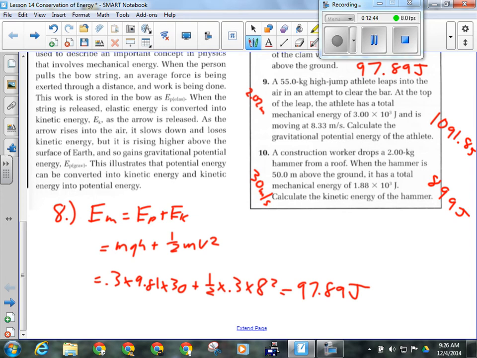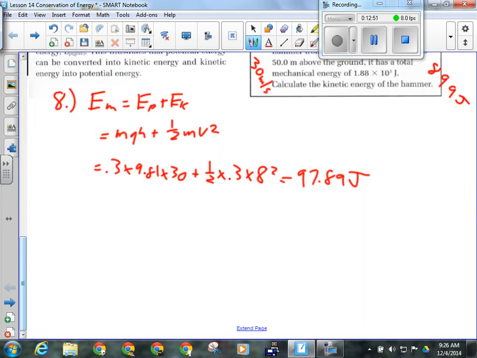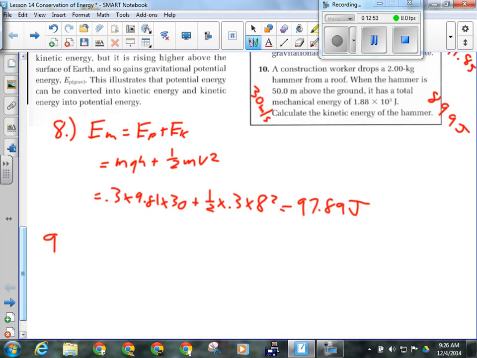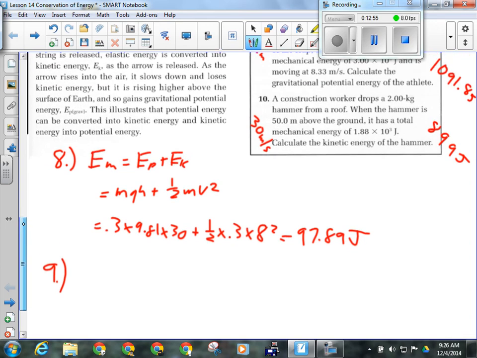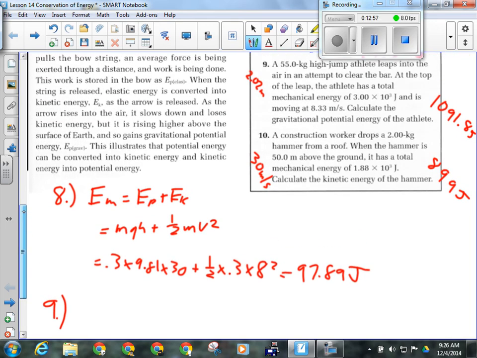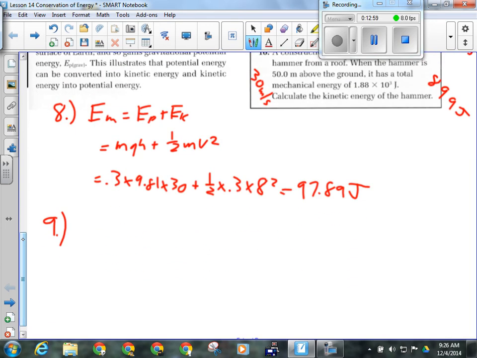How are we doing on number 9? How many people have done number 9? Okay, let's go over that one too then. On number 9, we're trying to find the potential energy of this high jumper here. For that, we start out with this. EM equals EP plus EK. I'm trying to find EP, so what do I do with EK? Subtract it. So EP is going to equal mechanical energy minus kinetic energy.